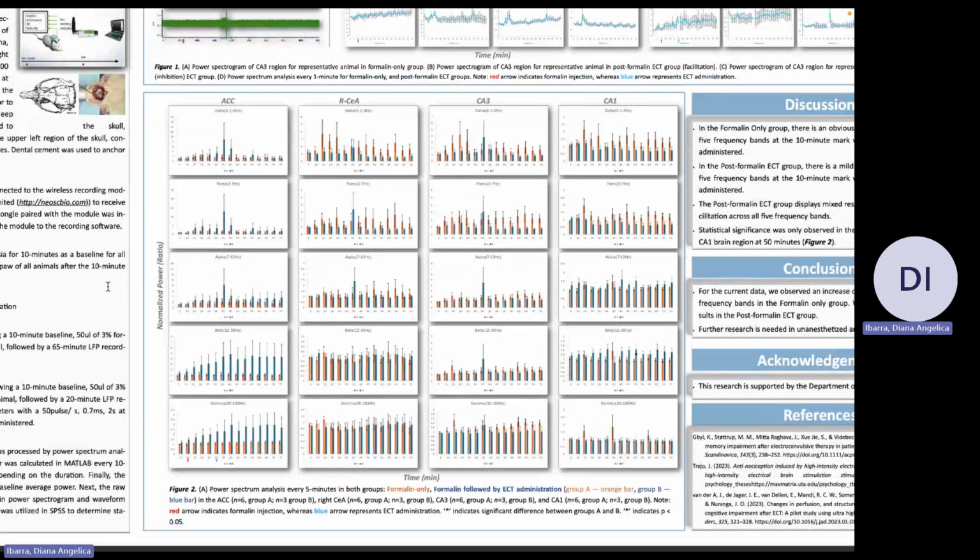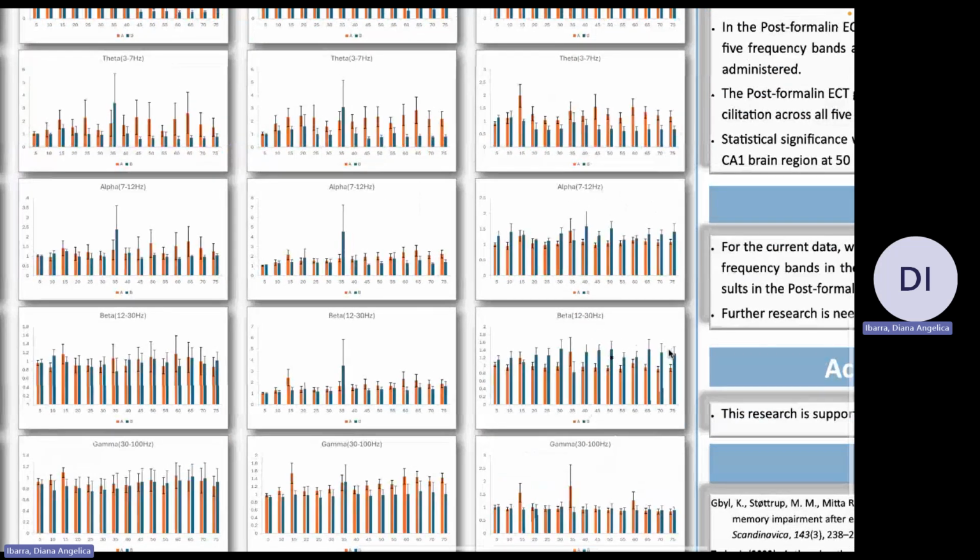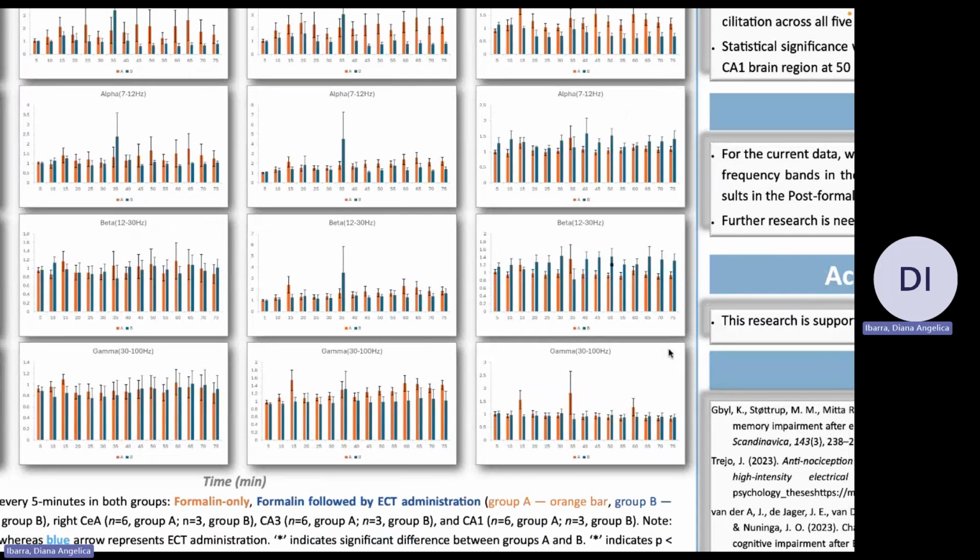Figure 2 displays 5-minute data with Group A being in orange and Group B in blue. Due to the small sample size, statistical significance was only observed in the beta frequency band of the CA1 region at 50 minutes. Once again, the post-formalin ECT group shows both inhibitory and facilitatory effects after ECT.